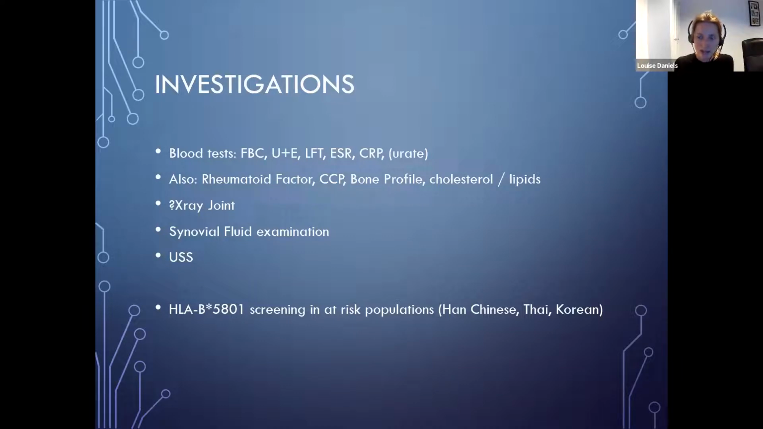It's not always as obvious as the cases I've described. So if there's any doubt about the diagnosis, there may be additional blood tests that might be needed to help come to the right diagnosis. So rheumatoid factor and CCP, if they've got a few joints affected and you're worried they may have rheumatoid arthritis, bone profile, just to check there's no hypercalcemia or anything that may be causing pseudo gout. Cholesterol and lipids I've added because it's very important to look at their other risk factors for cardiovascular disease because a lot of these patients may have metabolic syndrome. You might want to get an X-ray of the joint.